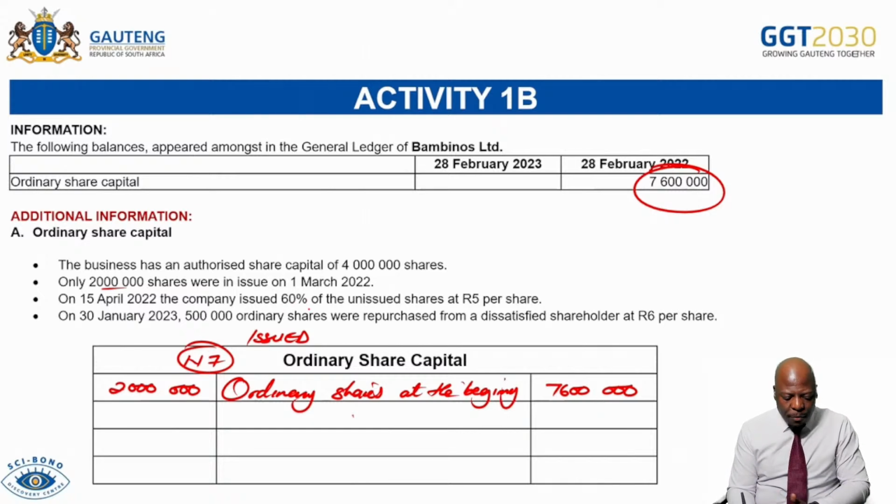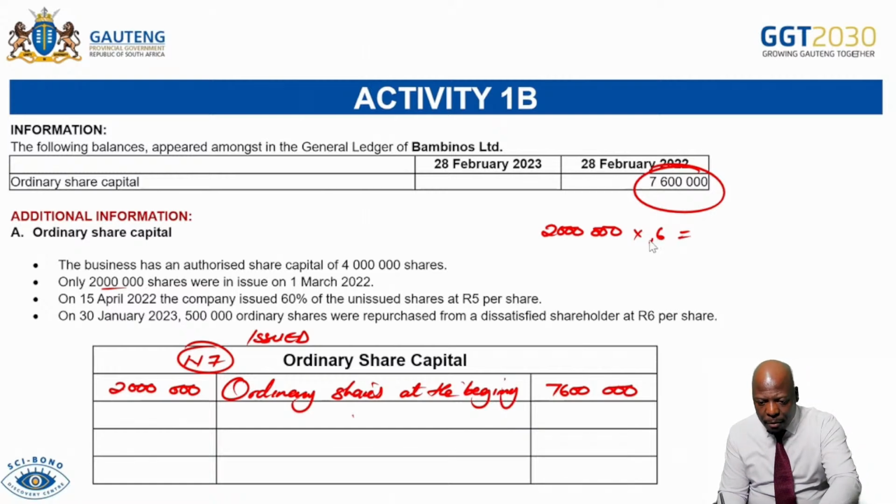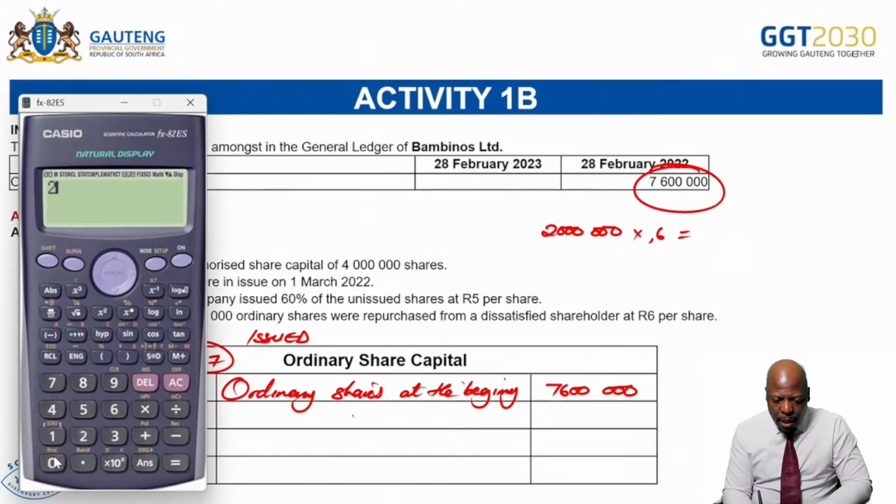And then they said out of the unissued shares, you remember we did that calculation where we had the remaining 2 million out of the 4 million. Remember, we took out 2 million, so we remain with the 2 million. And then they said multiply by 60%. If I can just refresh in your mind, the 2 million times the 60%, we ended up with 1.2 million. You remember this one now?